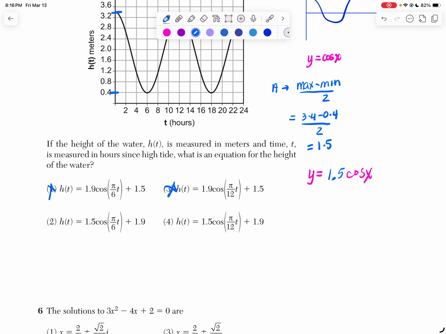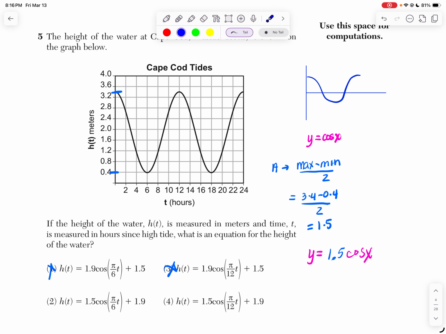Now, the next big thing that changes is our frequency. Our frequency can be found by looking at our period. The period is how long it takes for one full curve to take place. That's a fancy way of saying when does the pattern start again. So if I look, I come down, I come back up, I go down and I come back up. If I look from this interval of 0 to 12, I can say that my period is 12 because 12 minus 0 is 12.